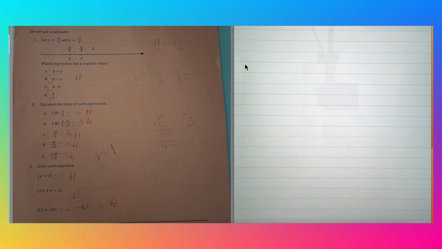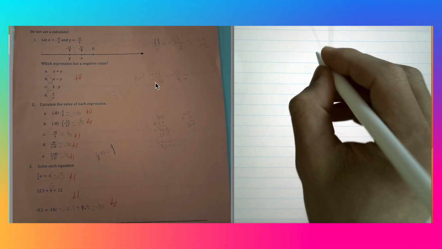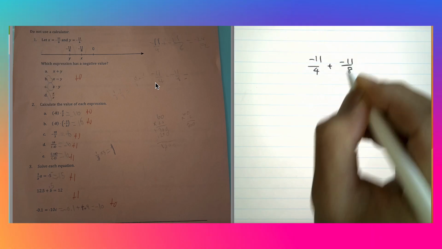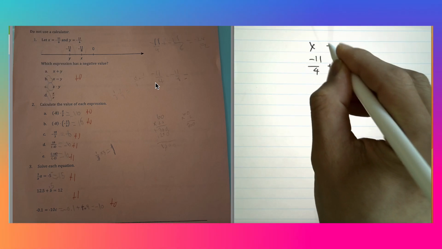Okay, number one, it says let x equal negative 11 over 8 and y equal negative 11 over 4. So we have y here, x. Which expression has a negative value? If you're adding negative 11 over 4 plus negative 11 over 8, because this is equal to x, that's y.